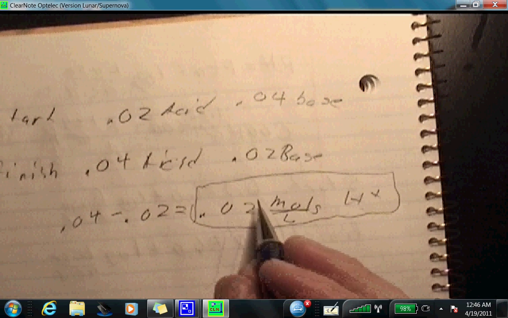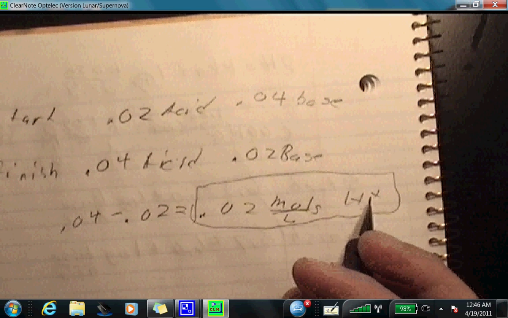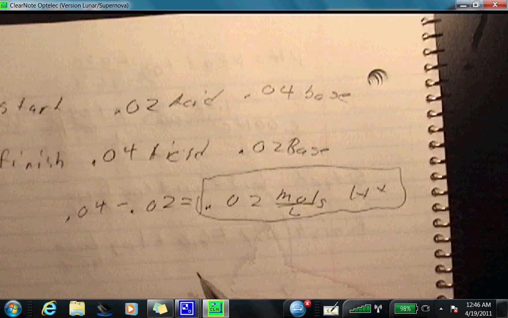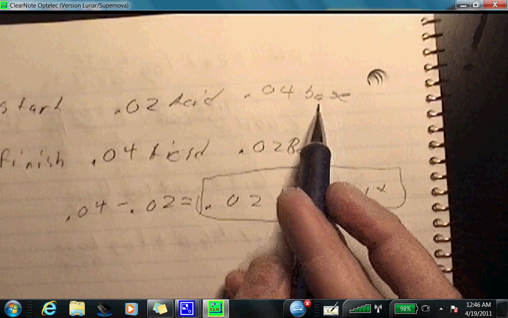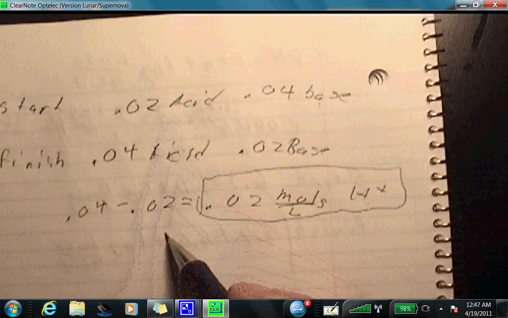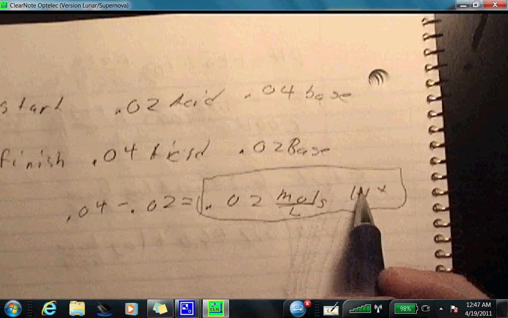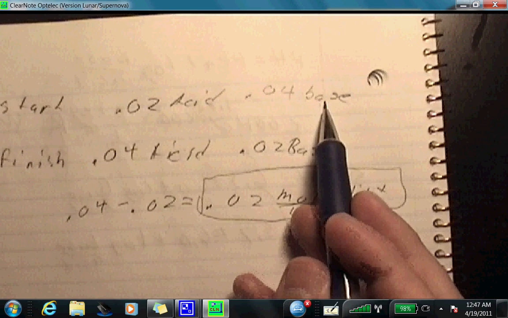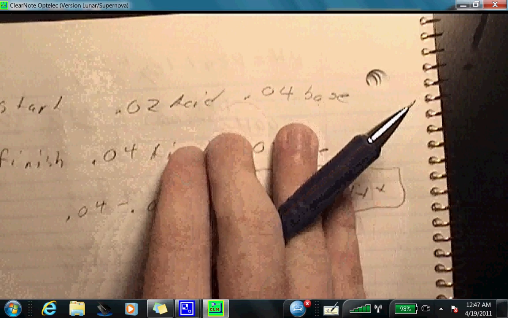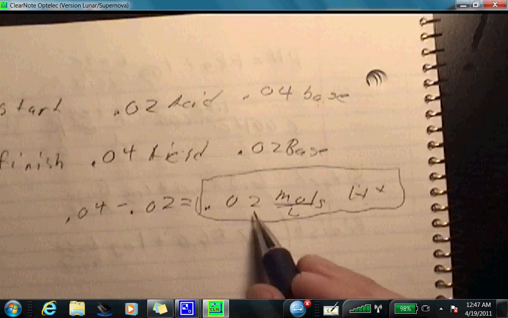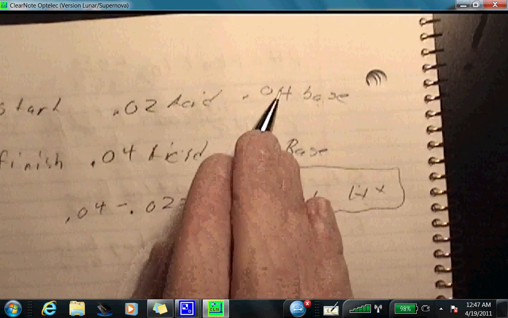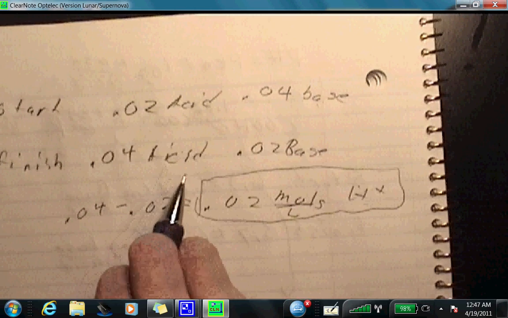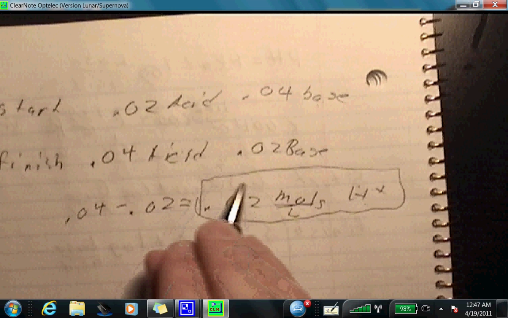So this is how much H+ has been created, because let's just say 1 molecule of H+ that's created will turn 1 molecule of base into acid. If we have 30 molecules of H+ created, it's going to turn 30 molecules of base into acid. If we have 0.02 moles of H+ created, it's going to turn 0.02 moles from base into our acid form. And that's exactly what happened. That's what we're solving.